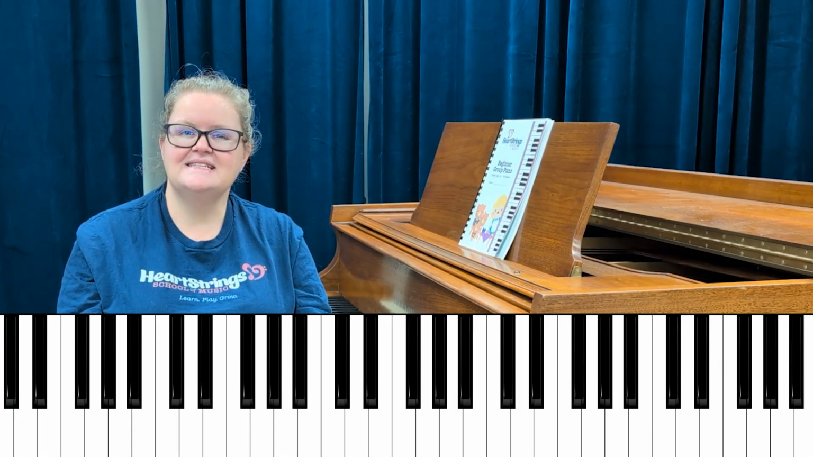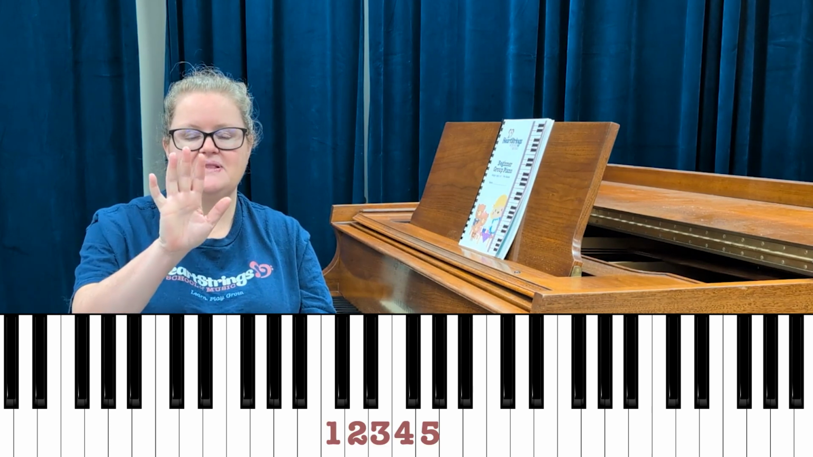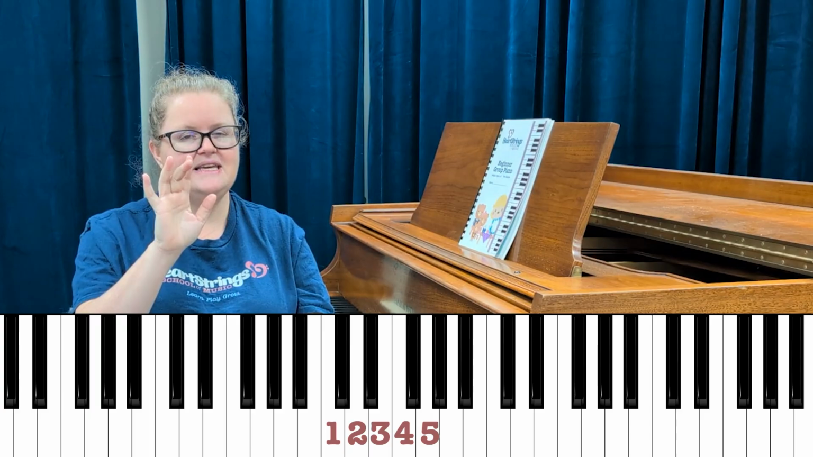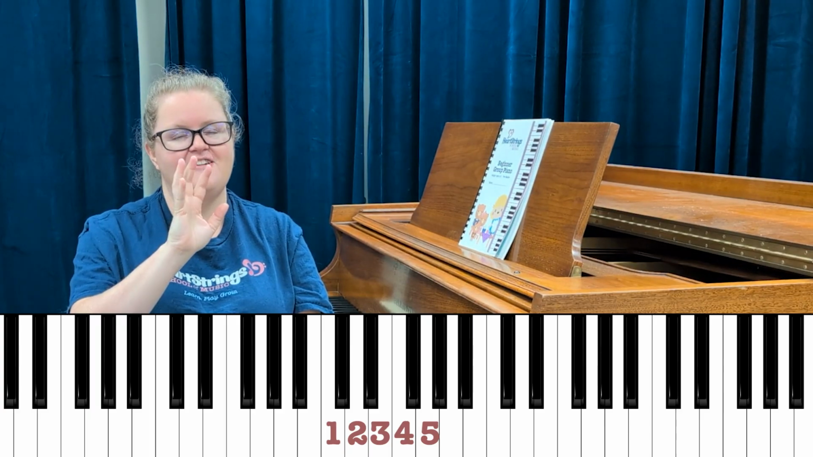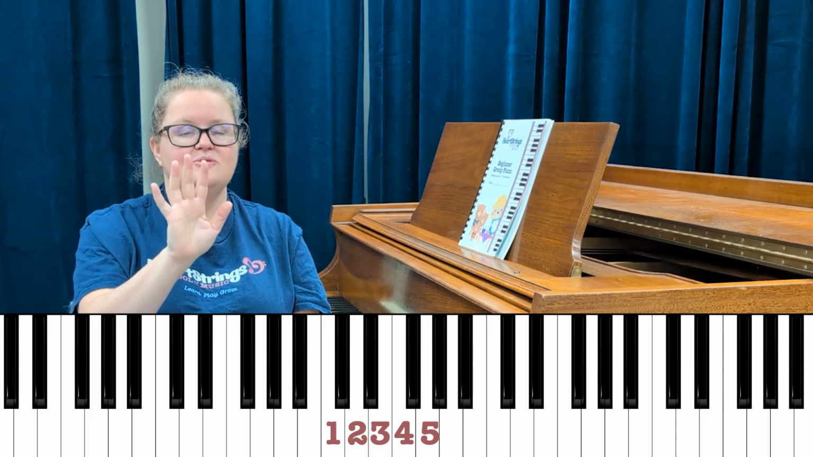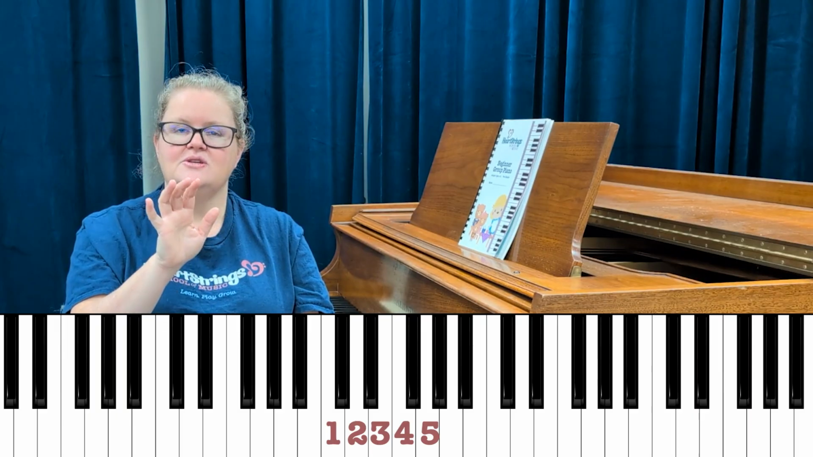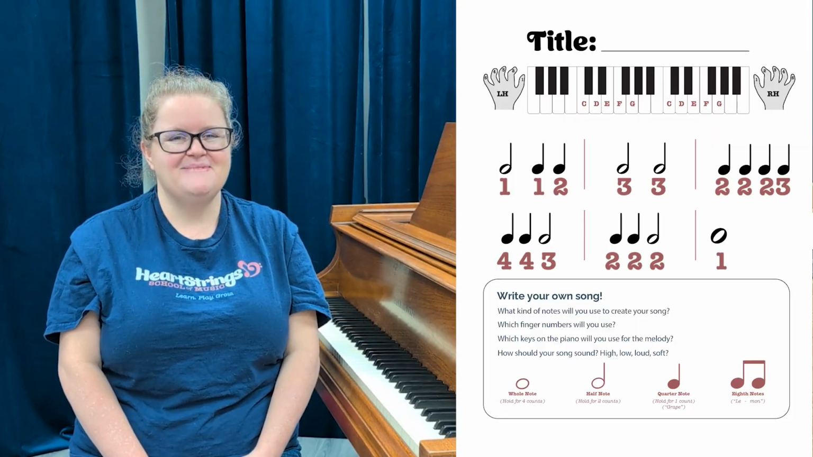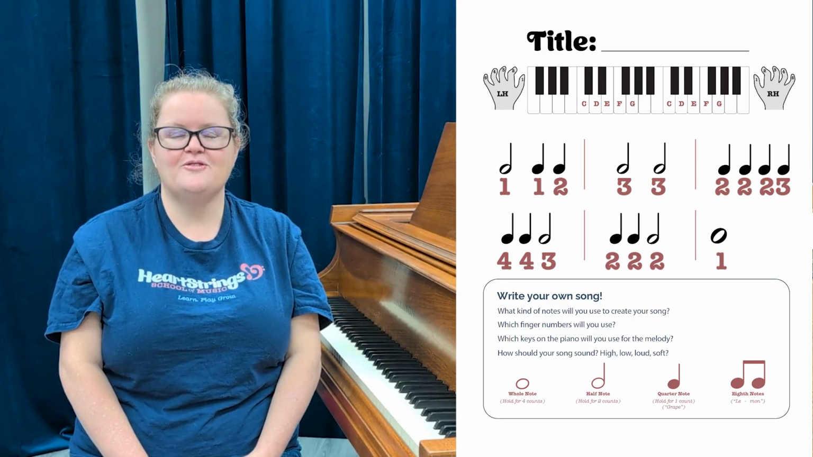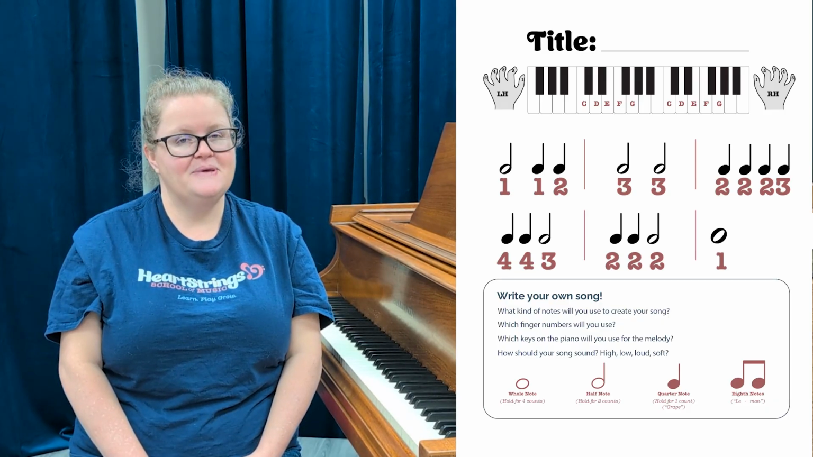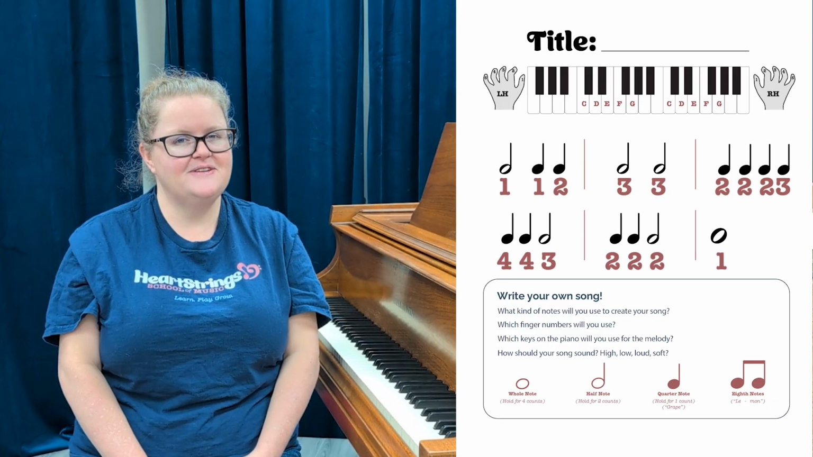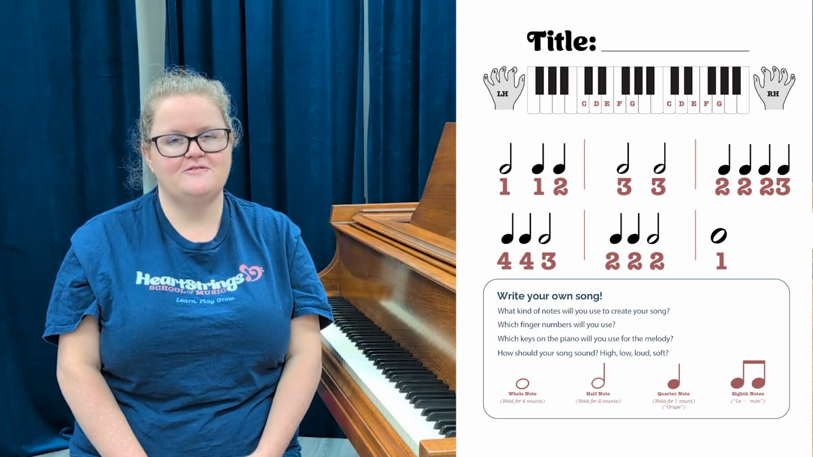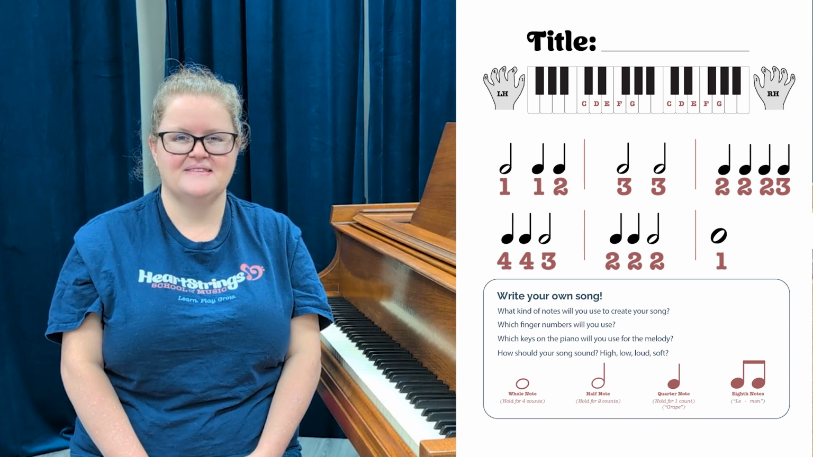Students should write their music in C position. This will place your number 1 on C, 2 on D, 3 on E, 4 on F, and 5 on G. Use your finger numbers in your music so you know exactly which keys to play. Remember, each measure of your song should equal 4 beats. You can mix and match all the different types of notes that we've learned, but make sure that the beats add up to 4 in each measure.